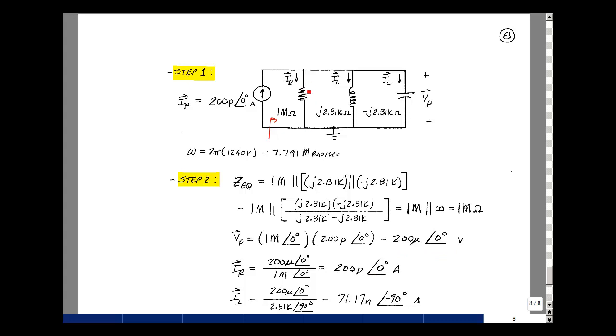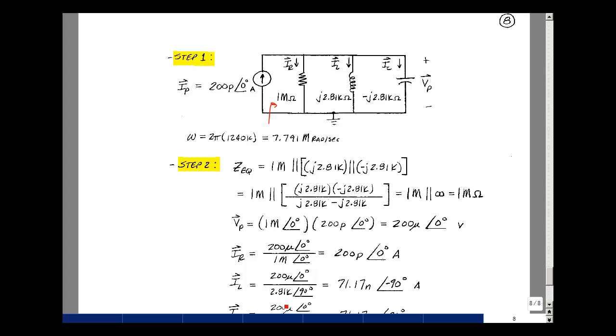Now let's solve for the current that goes in this resistor. I know the voltage, 200 microvolts at angle 0, divided by 1 megohm, which is 1 meg at angle 0, and you get 200 picoamps. In other words, all this current came into here because these two in parallel look like an open circuit. But there's still current flowing in them because there's a voltage across them. Take the 200 microvolts at angle 0 and divide it by the impedance of the inductor to get the inductor current. That's going to be 2.81k at an angle of plus 90 degrees. This turns out to be 71.17 nanoamps at angle minus 90.